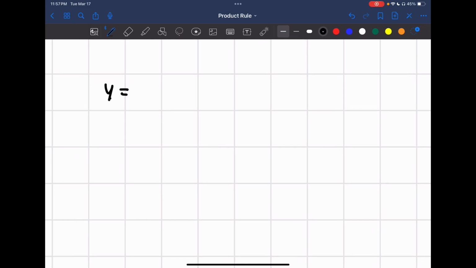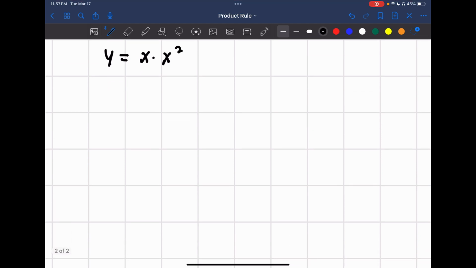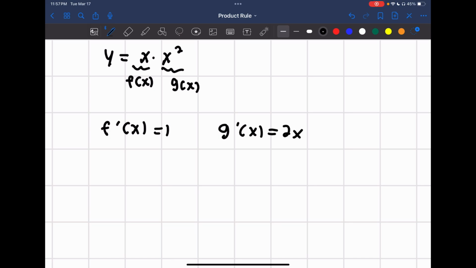So the first example would be x times x to the power of 2. In this case, x will be f of x, and x to the power of 2 will be g of x. f prime of x will be 1, g prime of x will be 2x.